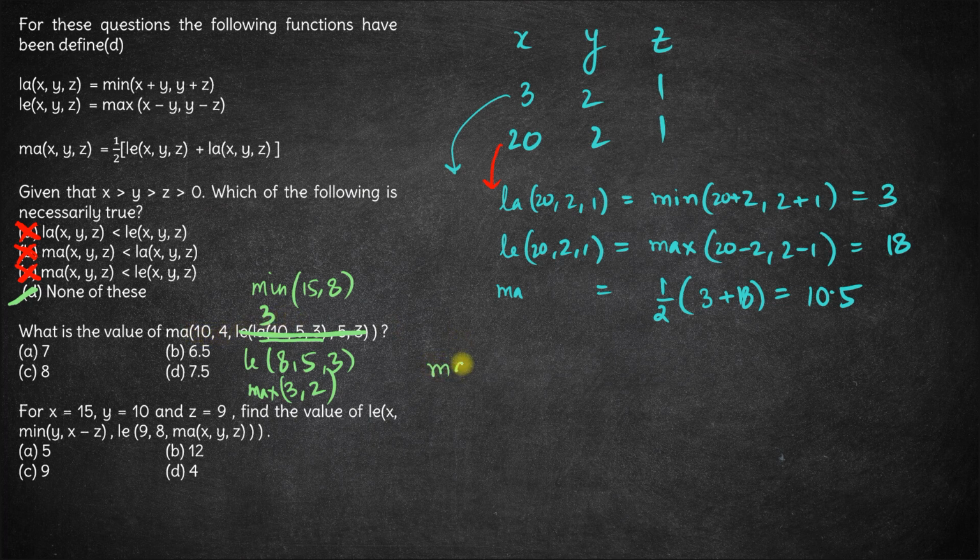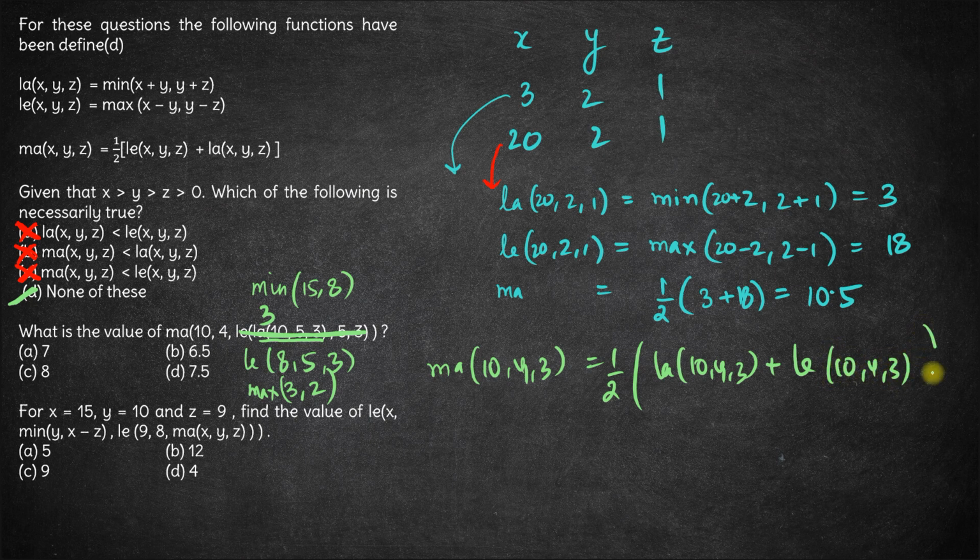MA 10, 4, 3. This is equal to half of LA 10 comma 4 comma 3 plus LE 10 comma 4 comma 3, right?